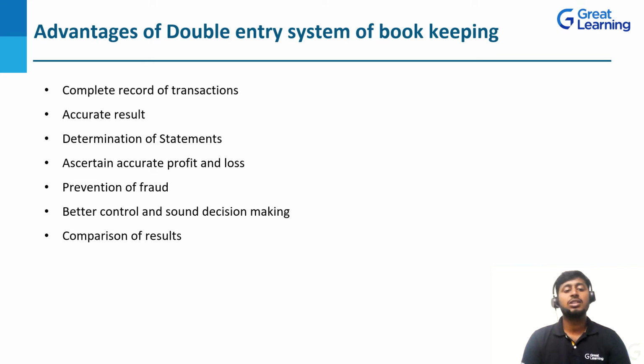And the last advantage is comparison of results. They can compare the current year profit with the past year profit or the last year profit. With that, they can estimate for the future also. That is only possible through this double entry system of bookkeeping.